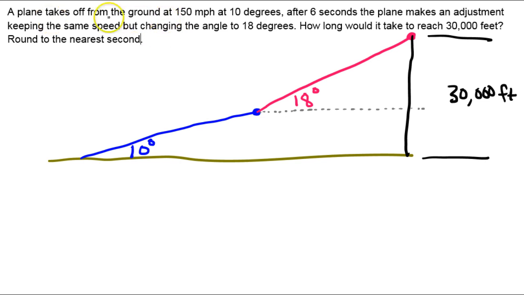So the plane takes off at 150 miles per hour. And then they're talking about 6 seconds. So here we have two different units. We have hours, and then we have seconds. And then at the end, they want to know how long it's going to take rounded to the nearest minute. And I went ahead and just changed that to seconds because of the way my numbers came out. So basically, instead of hours, we need seconds.